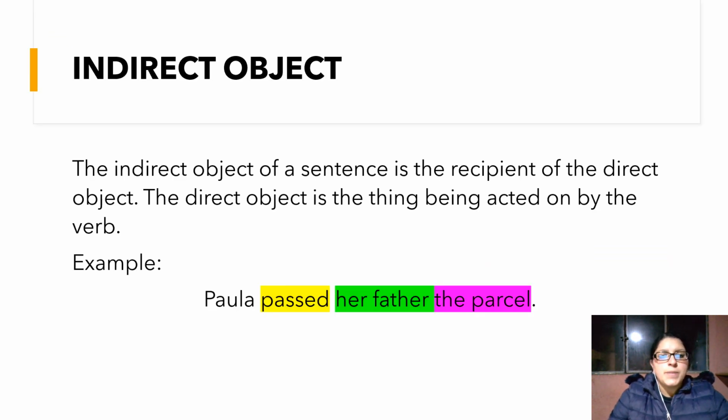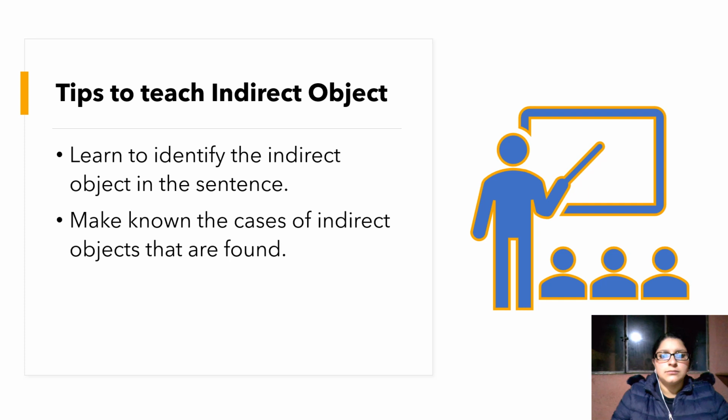The indirect object of the sentence is the receiver of the direct object. The direct object is the thing being acted on by the verb. For example, Paula passed her father the parcel, where passed is the verb, the parcel is the direct object, and her father is the indirect object for this sentence.